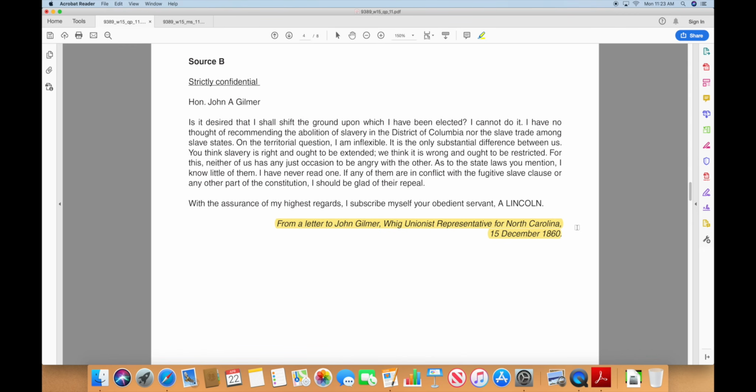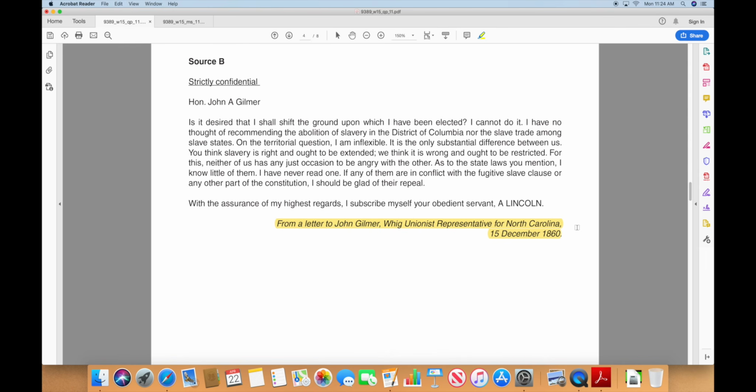Okay, so some things that we're seeing in here. Remember, we're looking at his policies as he becomes president. So clearly here he has a policy of blocking the expansion of slavery into territories. However, he's also saying he is not thinking of abolishing slavery in the District of Columbia, and he's not discussing ending slave trade in the slave states. So the only thing he's really said he's campaigned on is that he doesn't want slavery to be expanded, but he's not trying to end it.